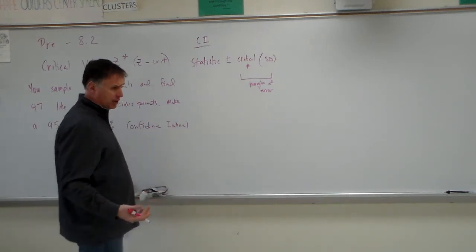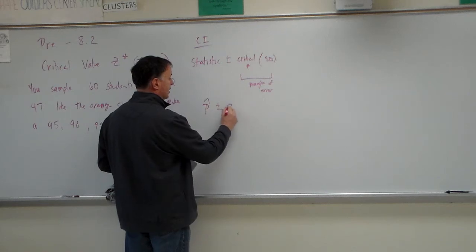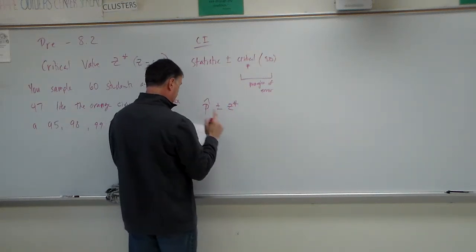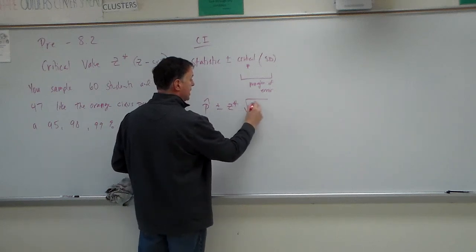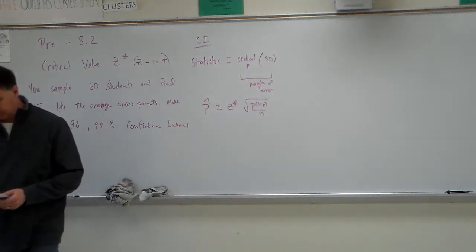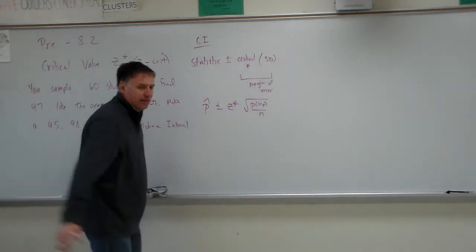So when we're doing proportions, it's going to be p hat plus or minus a critical z, z goes with proportions, times the square root of p times 1 minus p over n. So this is how we do a confidence interval.